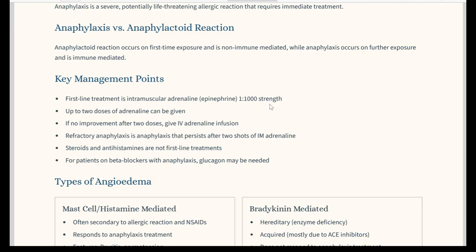Please remember the strengths. They will put this in an MCQ as well. So 1 in 1,000 is your IM strength of adrenaline. 1 in 10,000 is your IV strength for cardiac arrests. How many doses can you give? You can give up to 2 doses 5 minutes apart. That's another MCQ. Refractory anaphylaxis is when after 2 doses of IM adrenaline, the patient is still showing signs of anaphylaxis. Remember, steroids and antihistamines are not first-line treatments. And for anybody on beta blockers with anaphylaxis, you have to give them glucagon.